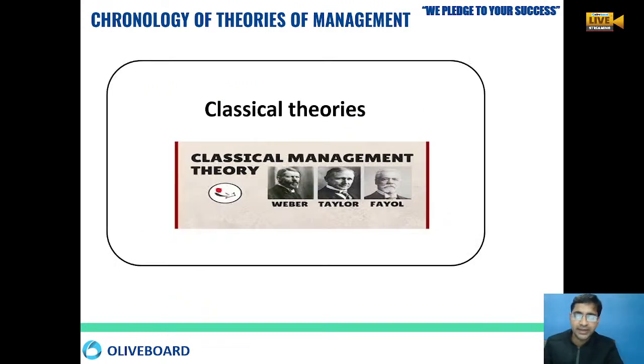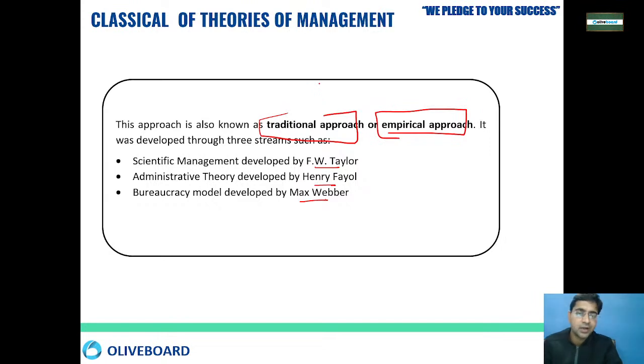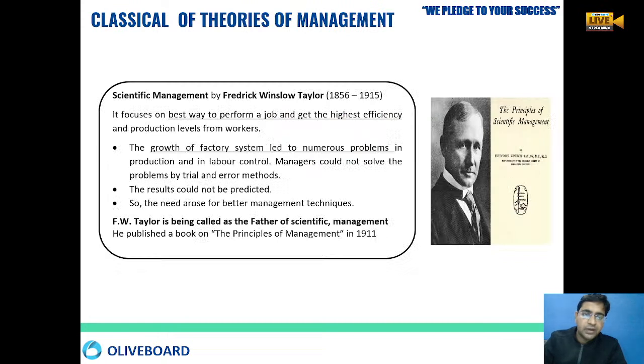In classical theory there are three important persons: Max Weber, Taylor, and Henry Fayol. Scientific management theory is given by F.W. Taylor. Administrative theory was given by Henry Fayol, and bureaucratic theory was given by Max Weber. These theories are also called the traditional or empirical approach. So if somebody asks you to tell about the empirical approach, you have to tell the classical theories only. Now we'll get into a little more detail.